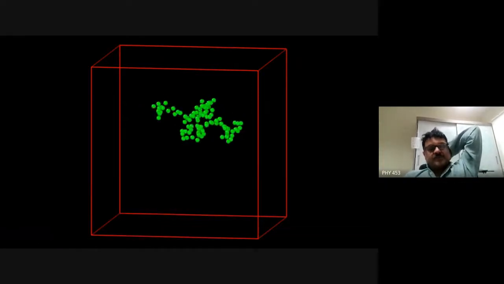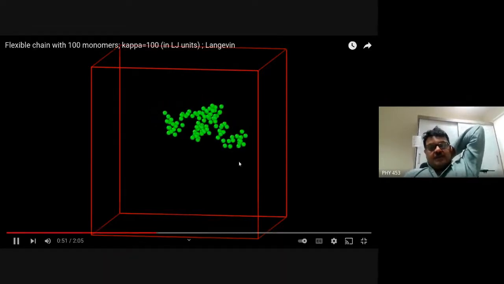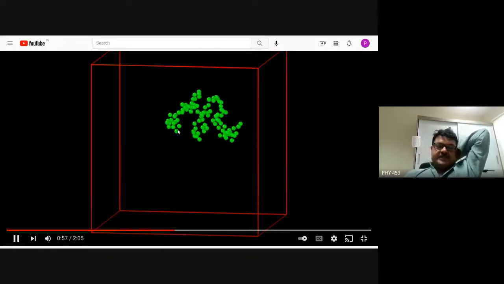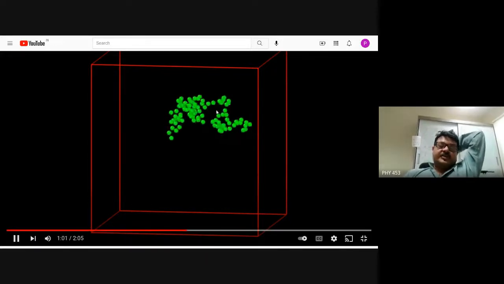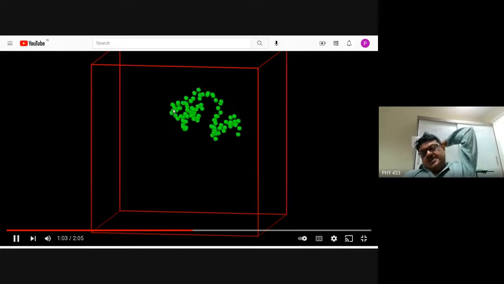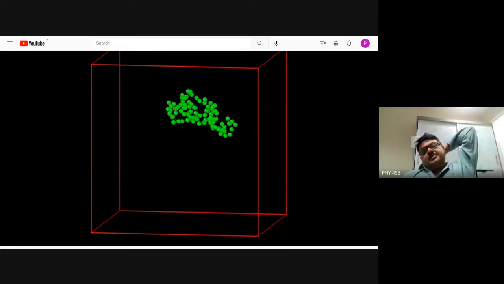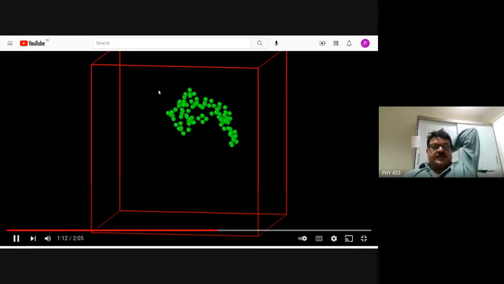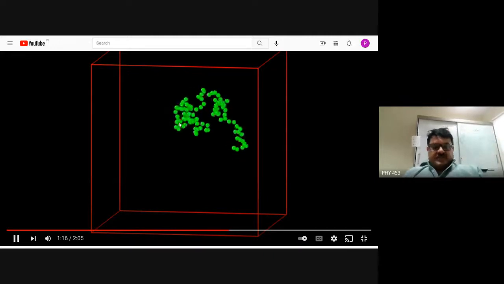And here, the question is, how would you do it? I've already told you a bit about how we do it. You see all these different conformations correspond to different microstates. But this is one object, and you have 100 particles connected by springs, so 3 plus 99 into 2 degrees of freedom. And it keeps on changing through all possible conformations, right?